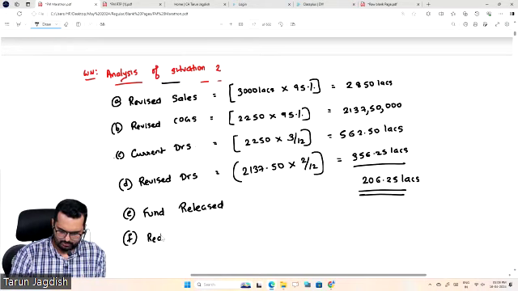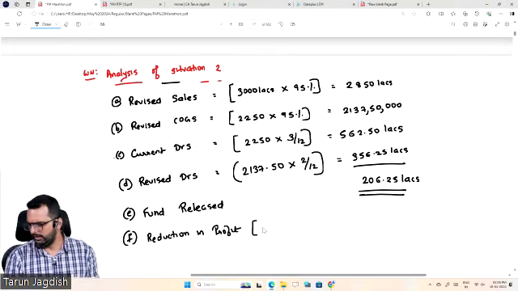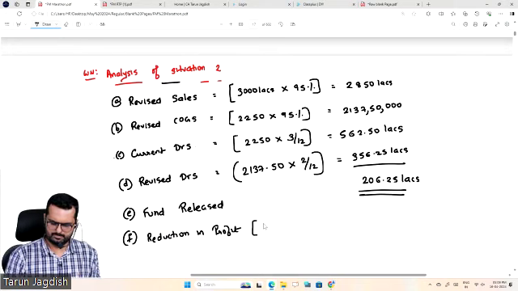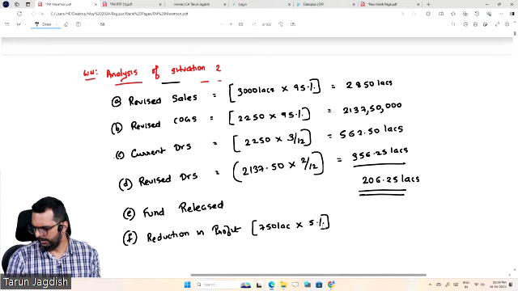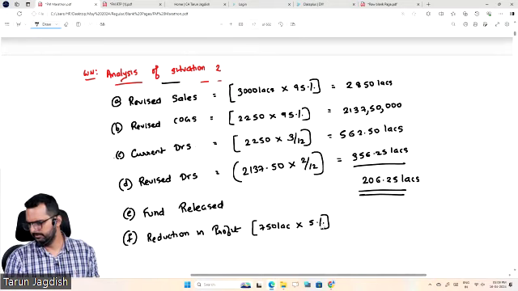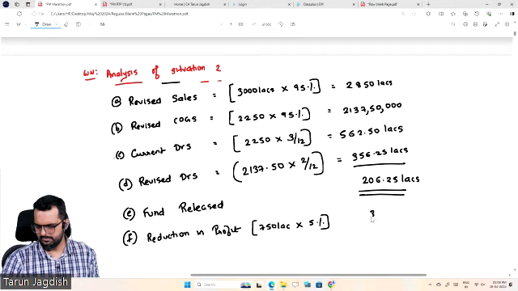Okay. Now, here only we can also find out one more thing: reduction in your profit. So friends, earlier how much was your profit? Was it 750 lakhs? Now this profit will also come down by 5% if that is the case. So how much is 750 lakhs into 5%? Is it 37.5?